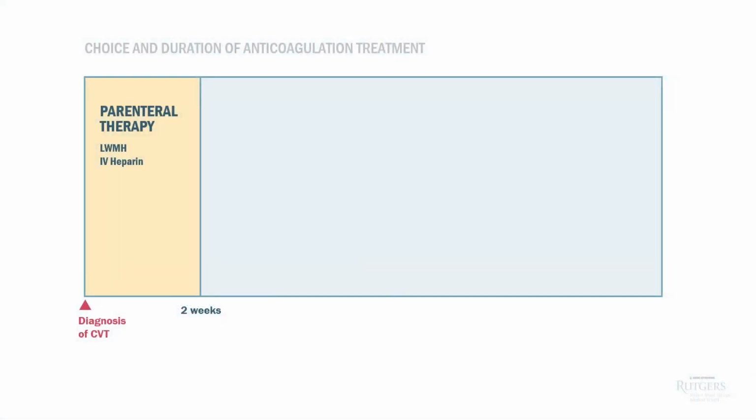The typical strategy, based on the literature, is to start parenteral therapy, low molecular weight heparin or unfractionated heparin, early after the diagnosis of cerebral venous thrombosis. If the patient remains stable, then transition is made to oral anticoagulation. Direct oral anticoagulants are safe and effective in preventing peripheral deep venous thrombosis, but is there any evidence of their efficacy for cerebral venous thrombosis?